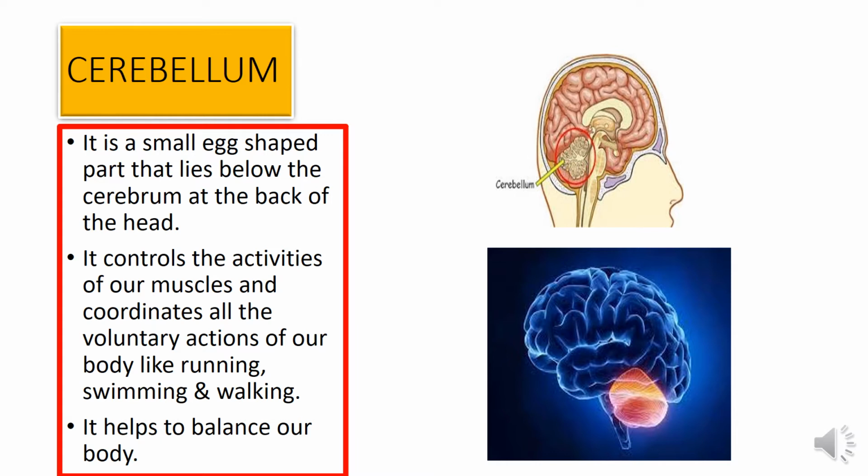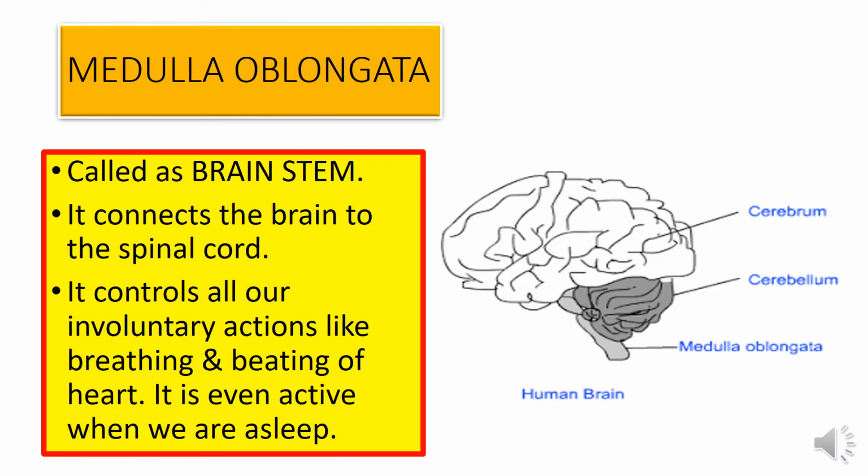So what is the role of cerebellum? That it coordinates with all the voluntary actions of our body and maintains the balance of the body. The last part of the brain is Medulla Oblongata. I am again pronouncing this, Medulla Oblongata.